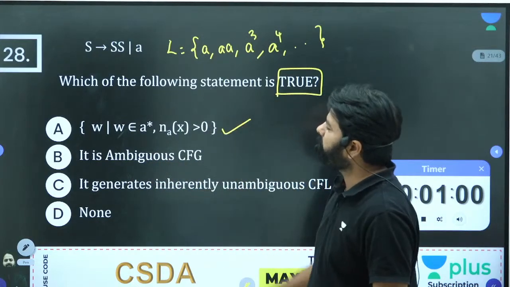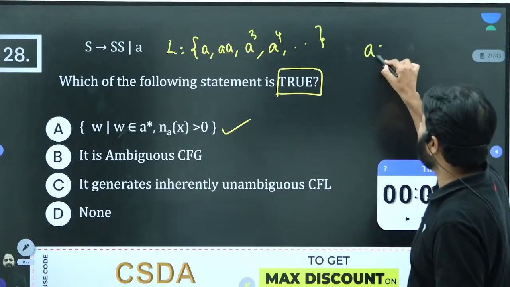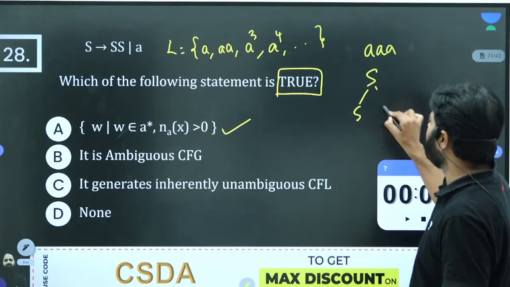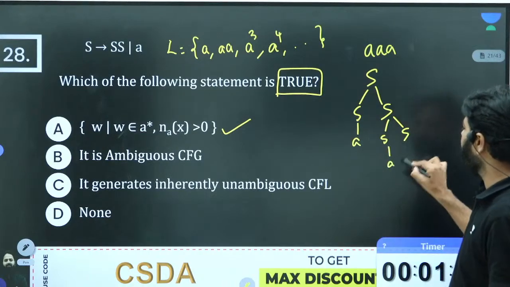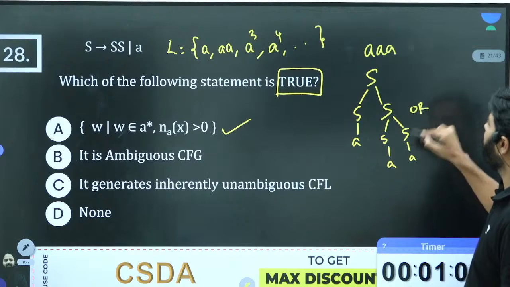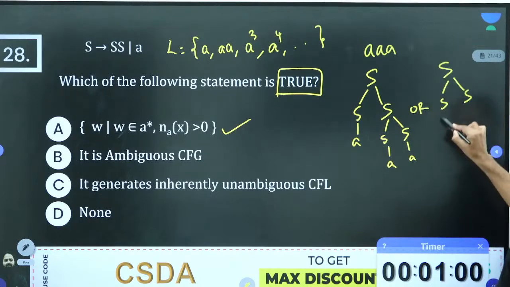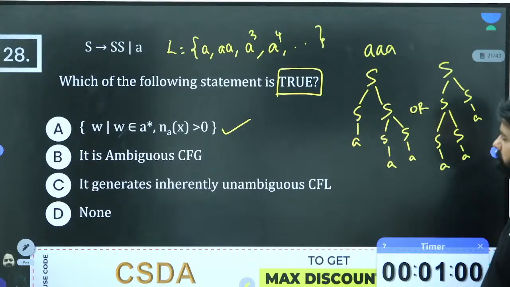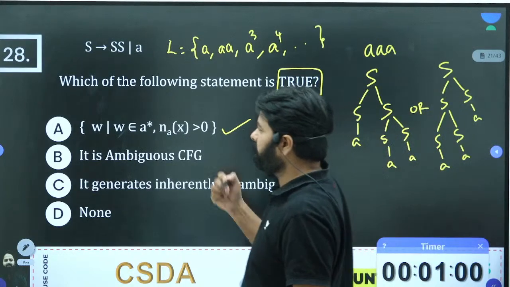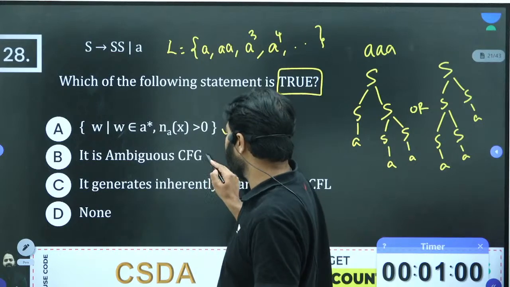Is it ambiguous or not? Yes, if I want to generate triple A, I can generate it 2 ways. Here I can put A, here I can put double S, then I can get triple A. What is another way? S derives double S, and this side also I can substitute double S. I can get 3 A's. 2 different parses generate the same string, so definitely it is ambiguous.